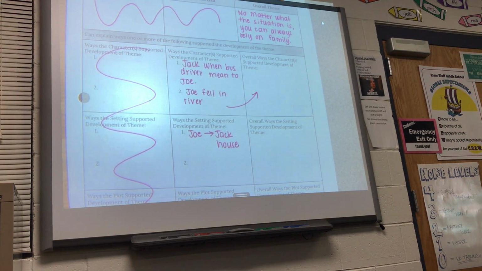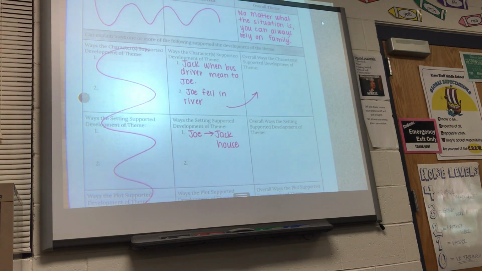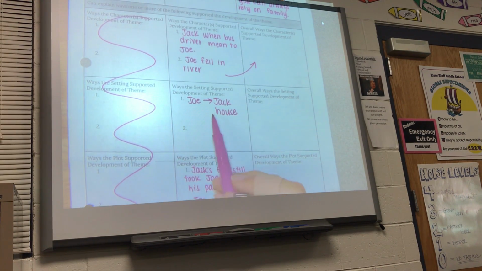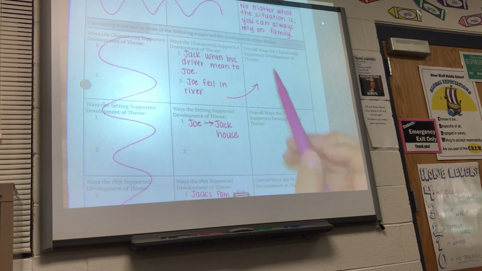If I was creating my own graphic organizer here, could I also put a star next to 2 or cross out 1? Sure. Okay. This one, for setting. Joe moves to Jack's house. Does that show really, really good how the theme is no matter what the situation is, you can always rely on family? Is that a really good example for that? Or do you think there's one better, now that we're thinking about it?